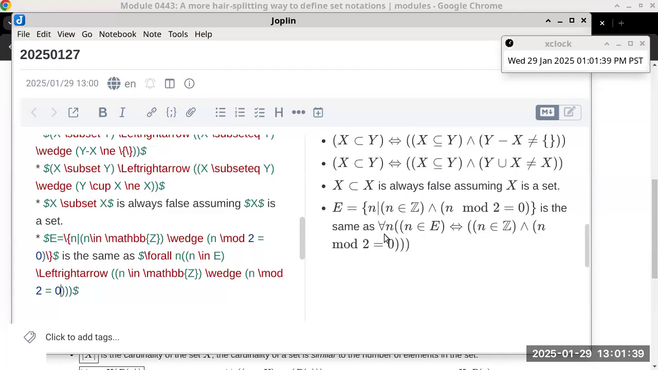Okay, so let's say it's 2. 2 is an element of the set of all integers. So now we have an and. We also need to make sure that 2 mod 2 is a 0, which is true. So true and true is true.